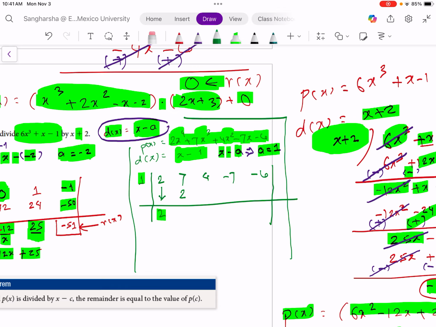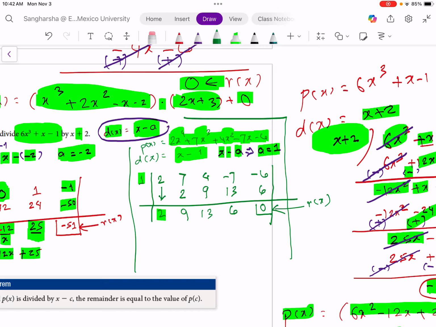7 plus 2 is 9. Multiply with 1. 9 times 1 is 9. Write it down below the next coefficient. Positive 4 plus 9 is positive 13. 13 times 1 is 13. 13 minus 7 is 6. 6 times 1 is positive 6. This is 0. Now what is this 0? This 0 is our remainder r of x.